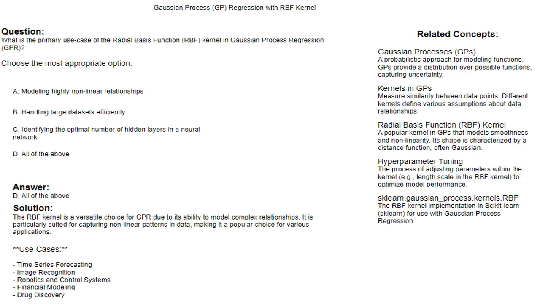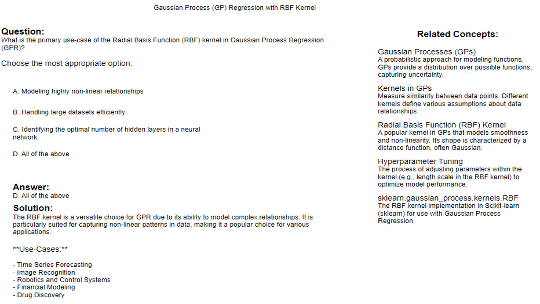False. D. All of the above. Correct. All the above statements are true. The RBF kernel in GPR is indeed capable of modeling highly nonlinear relationships, handling larger datasets efficiently through sparse approximations, and is a versatile choice for various applications. True. D. All of the above.